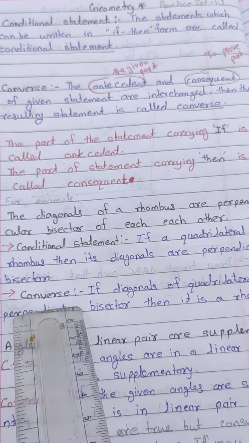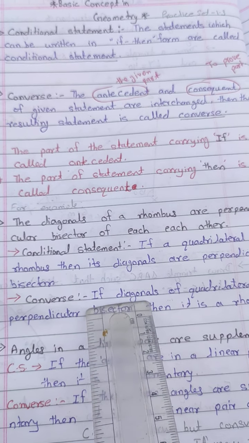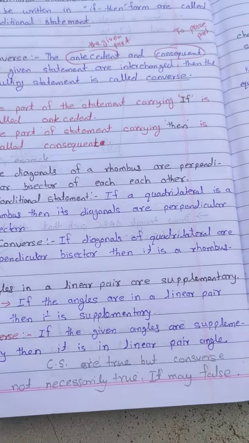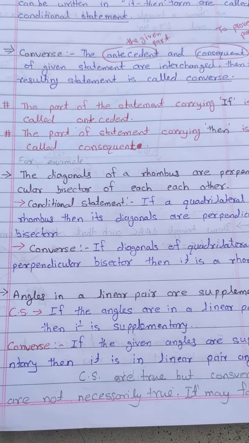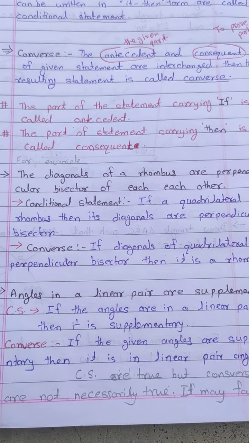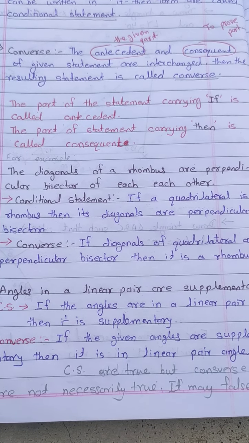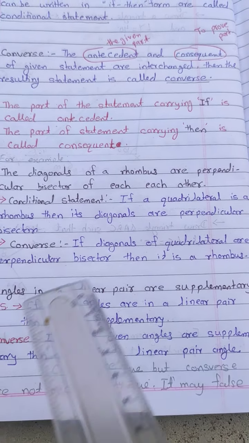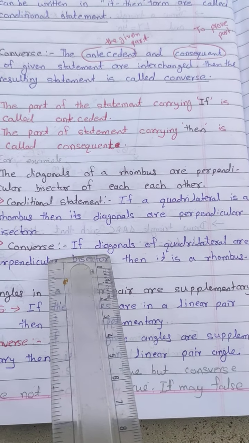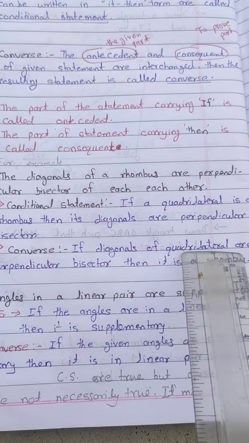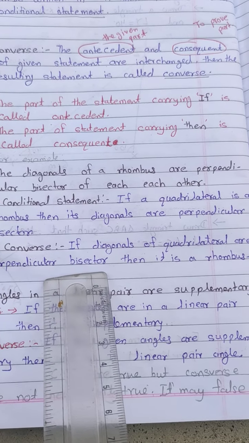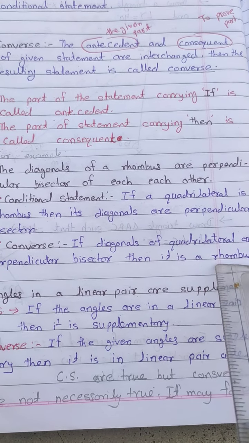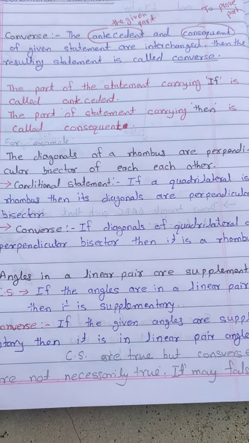And how do we write its converse? In the converse statement we write: if the diagonals of a quadrilateral are perpendicular bisectors of each other, then it is a rhombus. In the converse also, if-then are there. So in the converse, the diagonals of the quadrilateral being perpendicular bisectors of each other is given, and then it is a rhombus, that we have to prove. Antecedent part and consequent part.